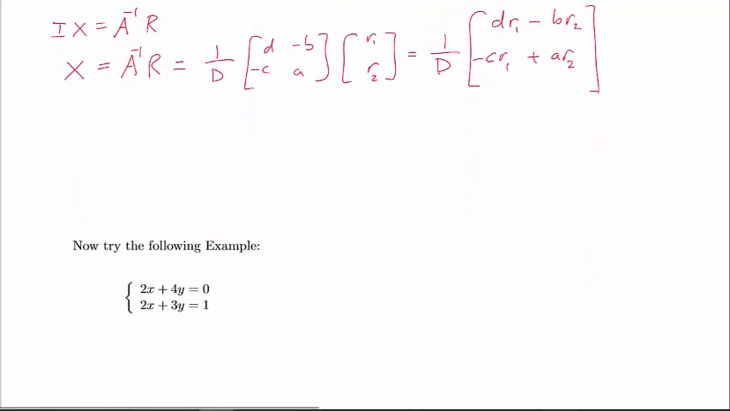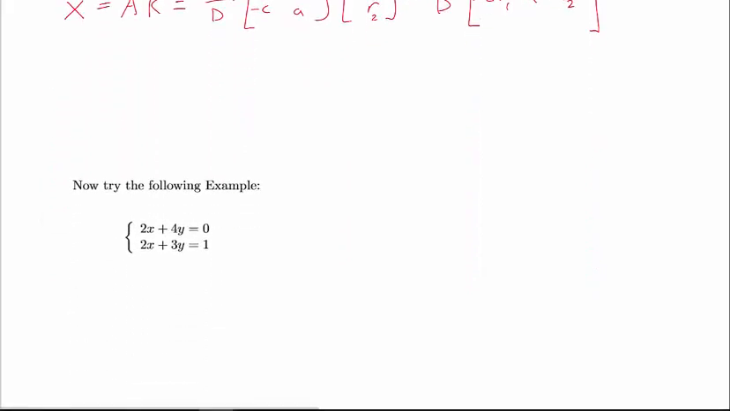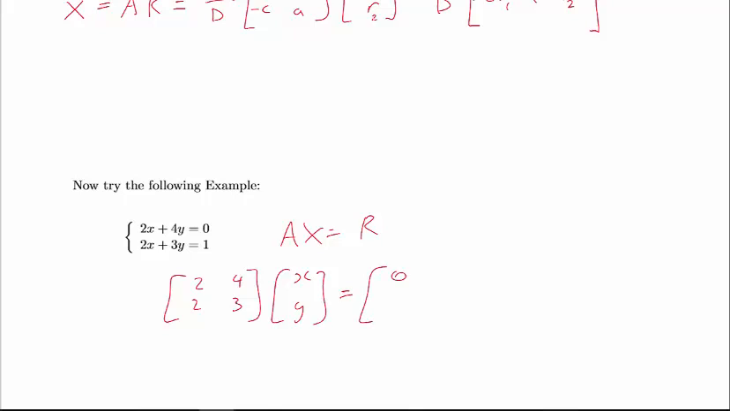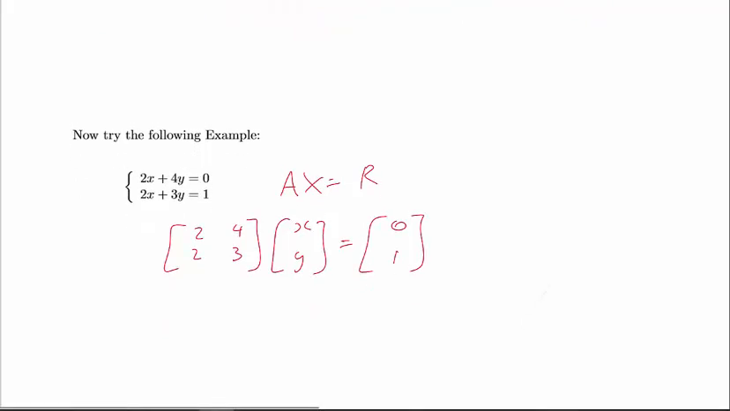So let's go ahead and work the following example. Again, we want this to be in the format AX equals some resultant. And so let's set this up. Our A matrix is 2, 4, 2, 3. And our X matrix again is X and Y. Our resultant matrix is 0 and 1.